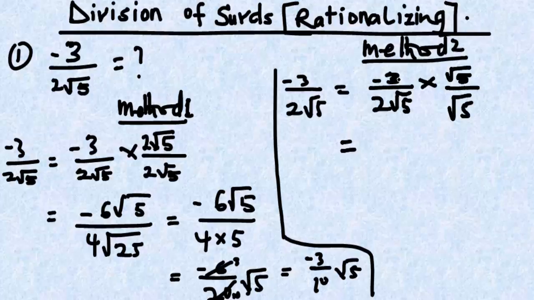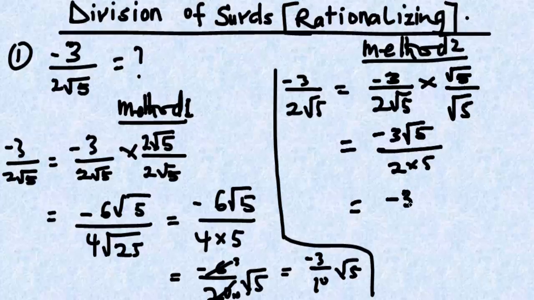Which will give us negative 3 root 5 over 2, then multiplied by 5, because 5 times 5 equals 5. Okay, root 5 times root 5 equals 5. Now last step, we have negative 3 over 10 root 5. I hope this is pretty cool.